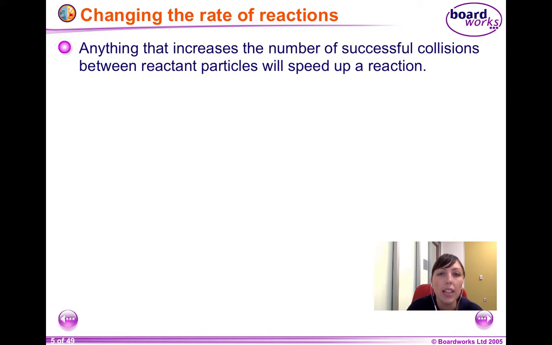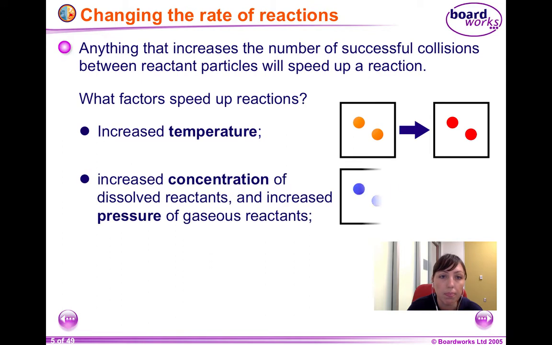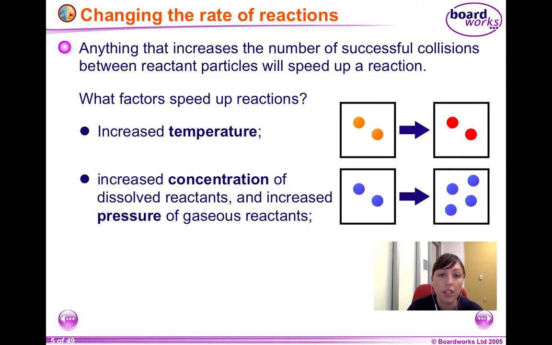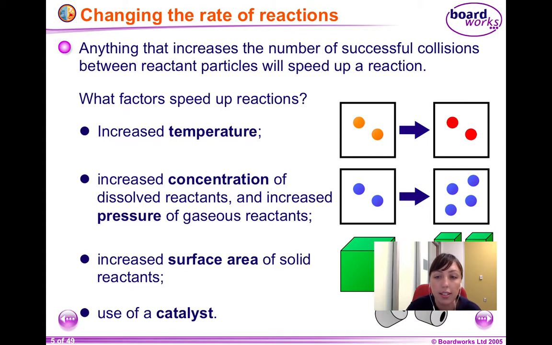So anything that increases the number of successful collisions between reactant particles will speed up the reaction. There are some factors that can do this. One is increased temperature. The other is increased concentration of dissolved reactants, increased pressure of gaseous reactants, and increased surface area of solid reactants. Oh yeah, and use of a catalyst. Okay, so let's talk about each of these.